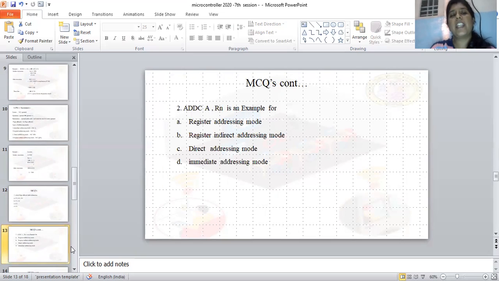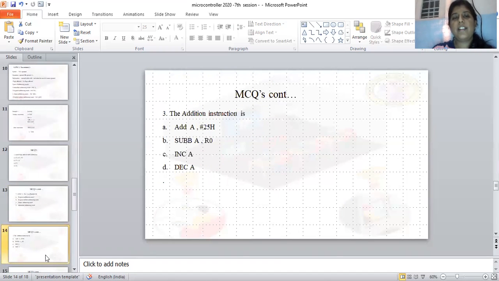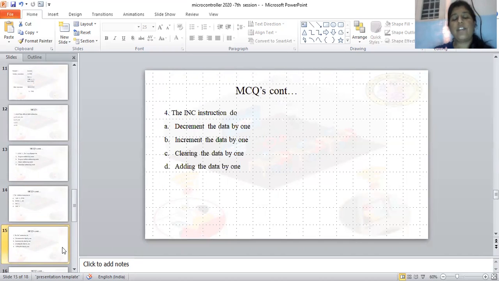So next question is, ADDC A, Rn is an example for register addressing mode, register indirect addressing mode, direct addressing mode, or immediate addressing mode. So obviously we know that if both the operands are registers, then it is an example for register addressing mode. The addition instruction is ADD A, #25H; SUBB A, R0; INC A; DEC A. The answer for this question is ADD A, #25H.